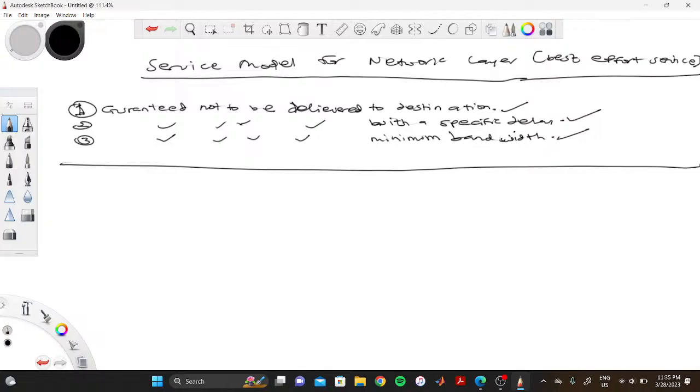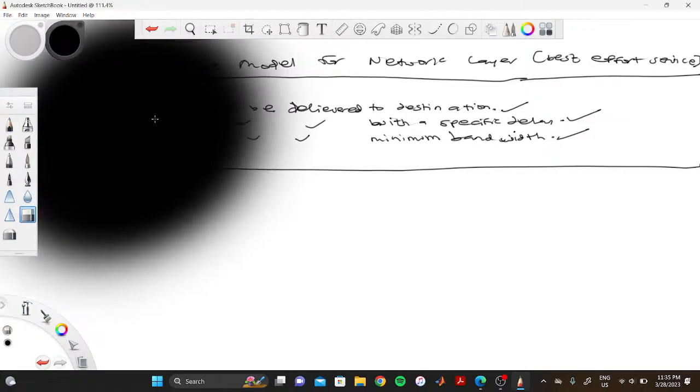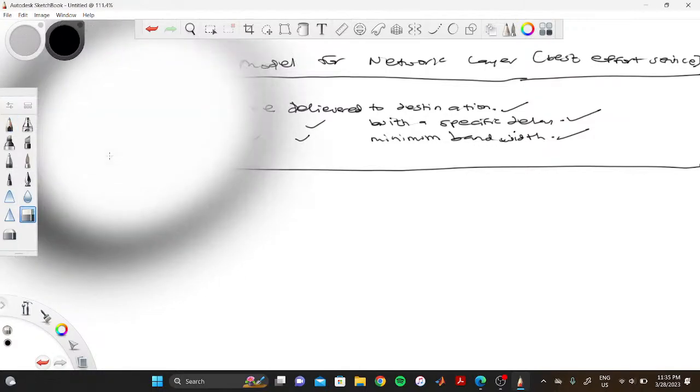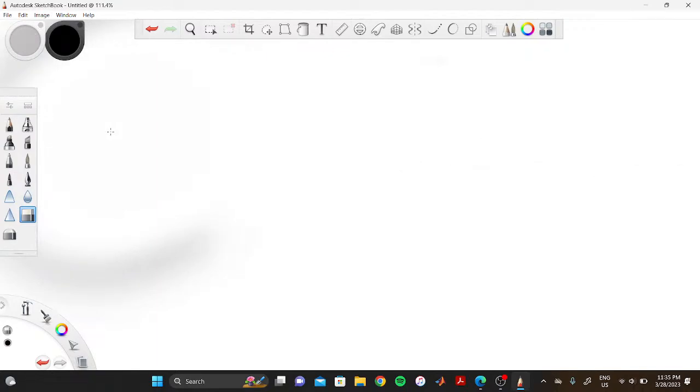That's why the service model for the network layer is great, right? It's actually great. Beautiful. Now we can move on to destination based forwarding.